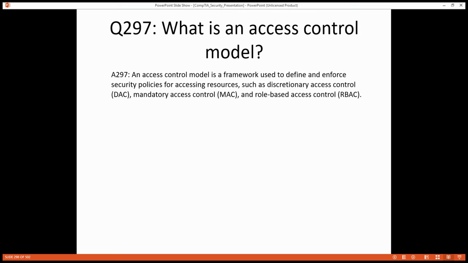Q297. What is an access control model? A297. An access control model is a framework used to define and enforce security policies for accessing resources, such as discretionary access control, DAC, mandatory access control, MAC, and role-based access control, RBAC.